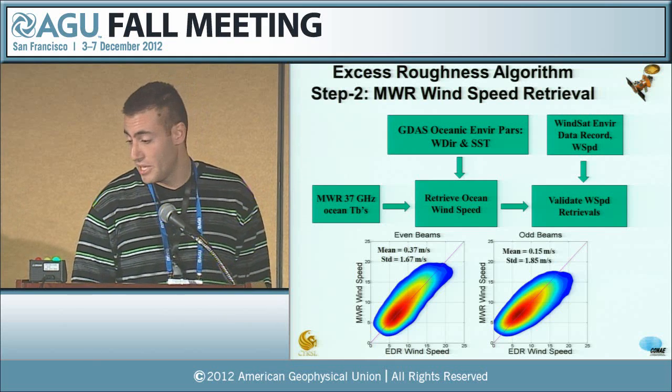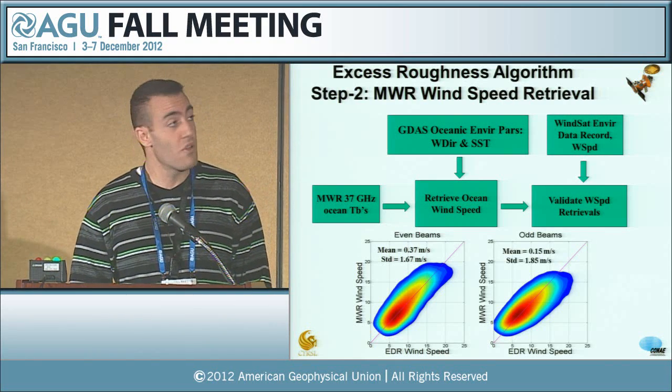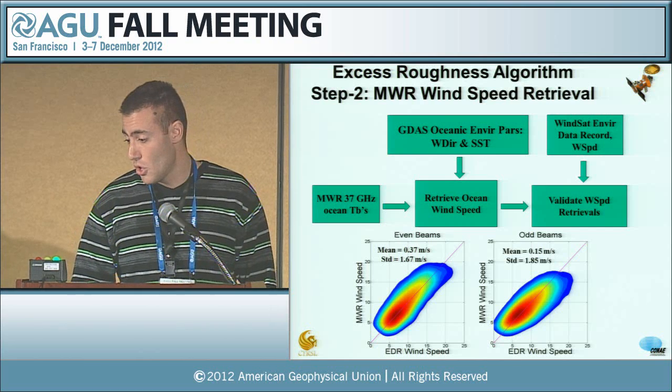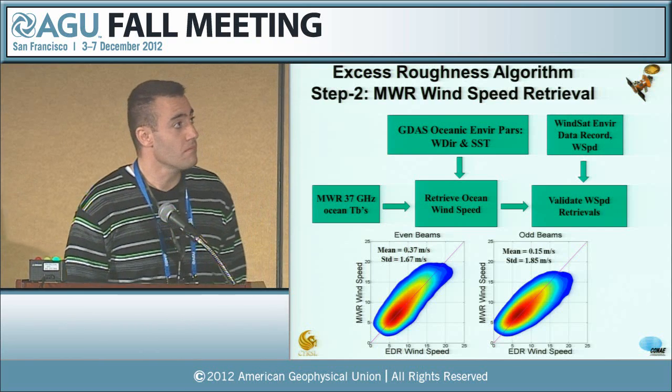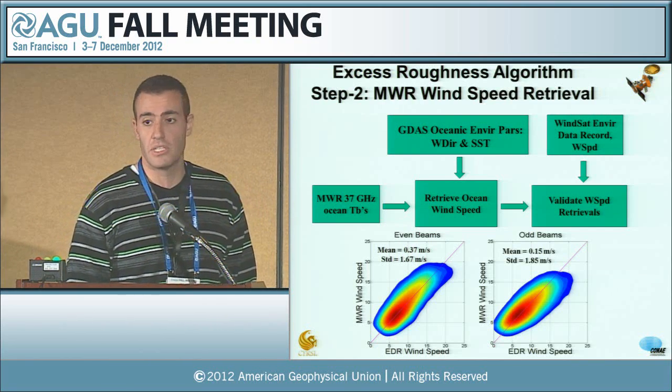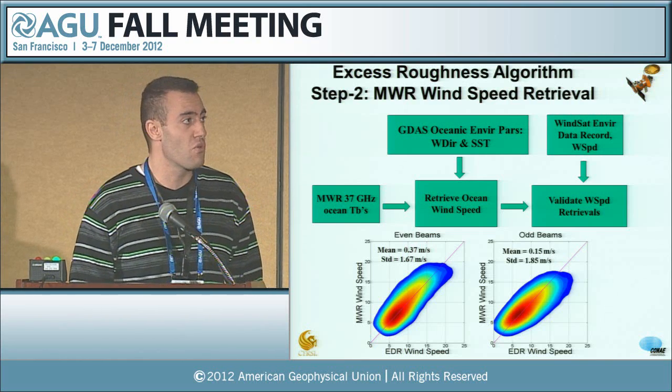The second step is to use the MWR 37 gigahertz ocean TBs, input this to the retrieval algorithm to retrieve wind speeds using GDAS wind direction and SST. Later on, we will use those wind speeds to retrieve the L-band roughness correction.